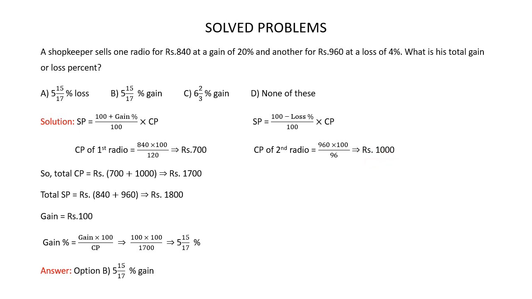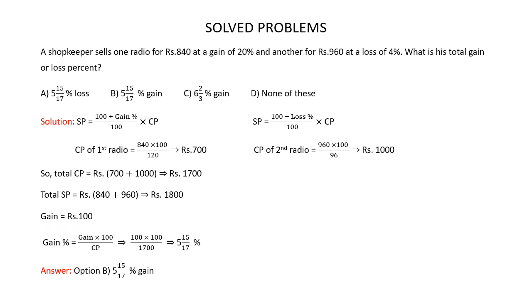So cost price of first radio is rupees 700. Cost price of second radio is rupees 1000. So total cost price is equal to rupees 700 plus 1000, which is rupees 1700. Now the total selling price is rupees 840 plus rupees 960, which is rupees 1800. Now clearly you can see here that the total selling price is greater than the total cost price. This means there is a gain. So here the gain is 1800 minus 1700, which is rupees 100. So gain is rupees 100.